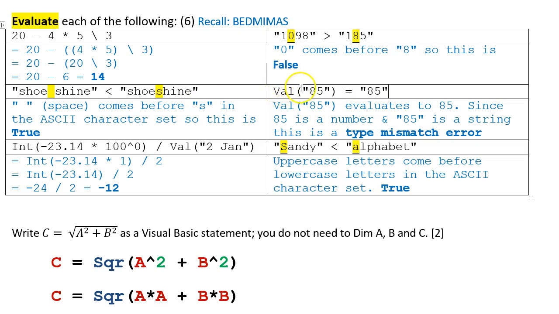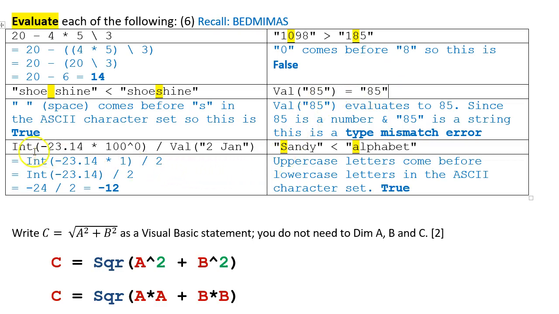Here you're taking the value of the string 85 and comparing it with the string 85. So this is a type mismatch error, because you are comparing a numeric data type with a string data type.